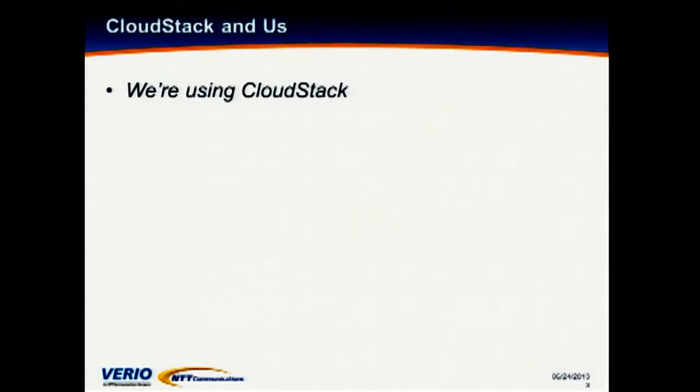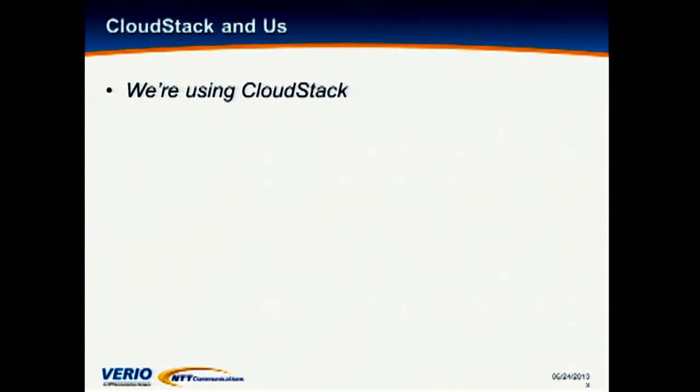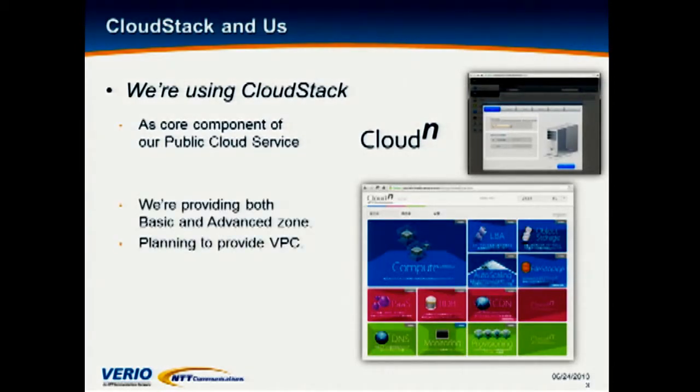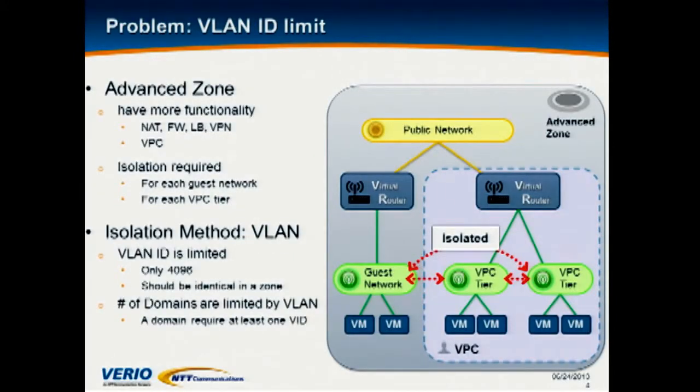So the most important thing, our company is using CloudStack as the core component of our public cloud service. We are currently providing both basic zone and advanced zone for our product, and currently planning to provide VPC in the near future. But we noticed there are some problems while we are considering VPC. I think it's a common problem in IaaS providers like us. It's a VLAN ID limitation.